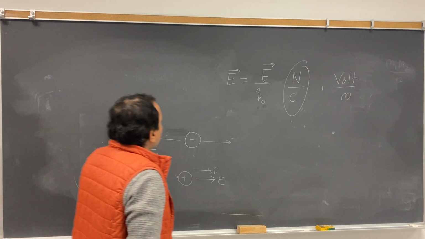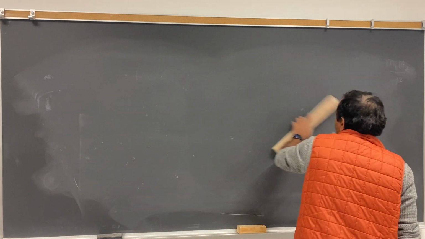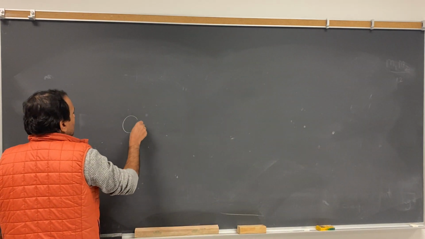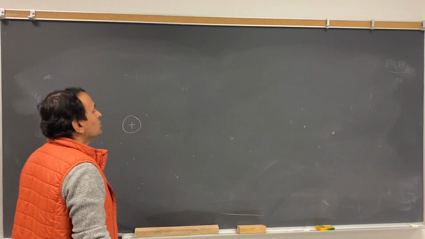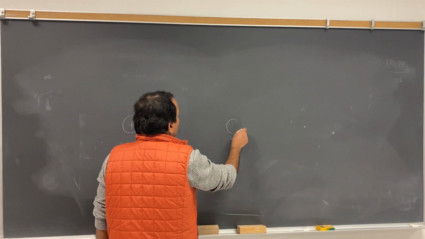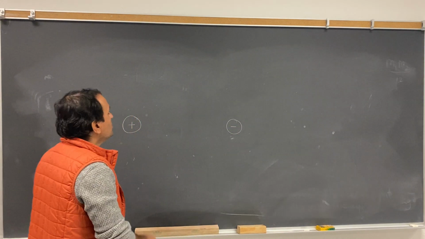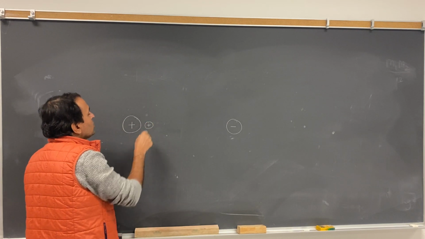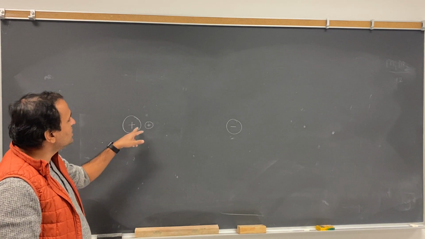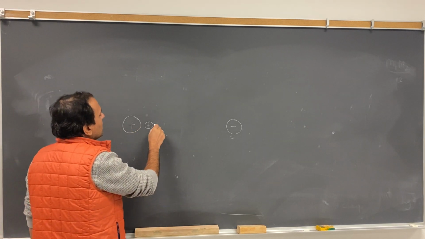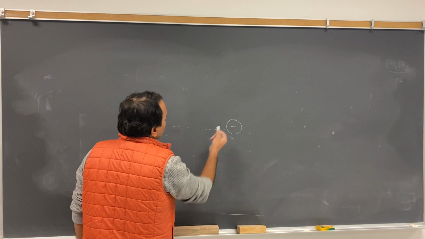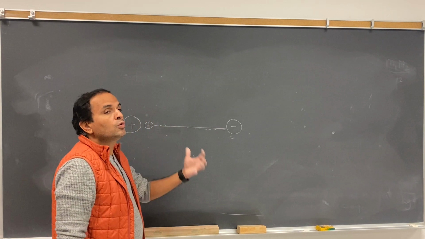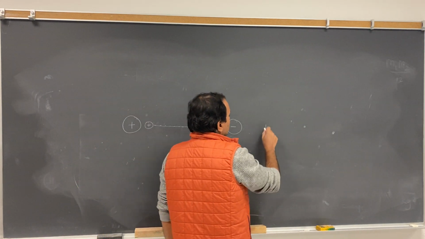Okay, now if you have, let's say, a positive charge here, and let us suppose you have a negative charge there, and if you release, let's say, a positive charge from here, we call it a unit positive charge. What happens if you release the charge from here? Simply the charge follows this path, this line.